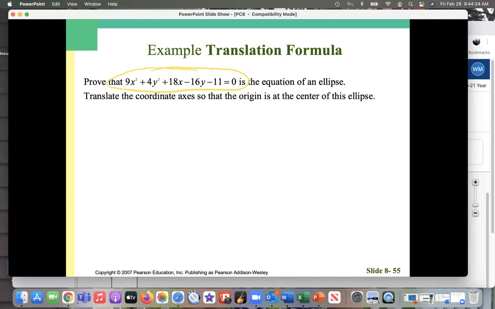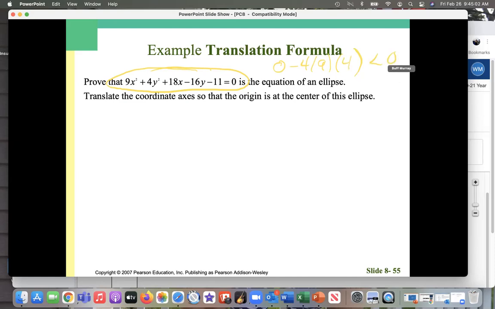There's no rotation. Now, we could still use the discriminant to determine what type of figure it is if we really wanted to, okay? So let's do that real quick here. B squared, what's B? If there's no XY term, what's B? 0. So we'd have 0 squared minus 4 times 9 times 4. Well, that's obviously going to be less than 0, isn't it?